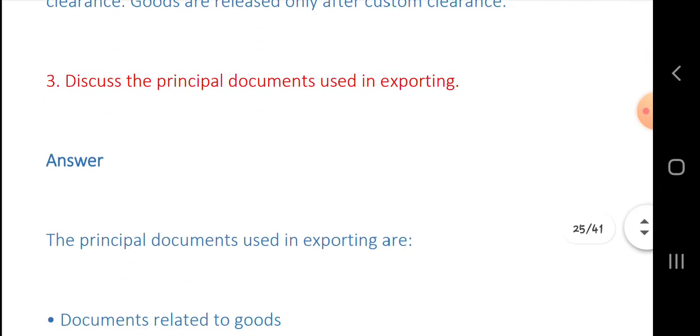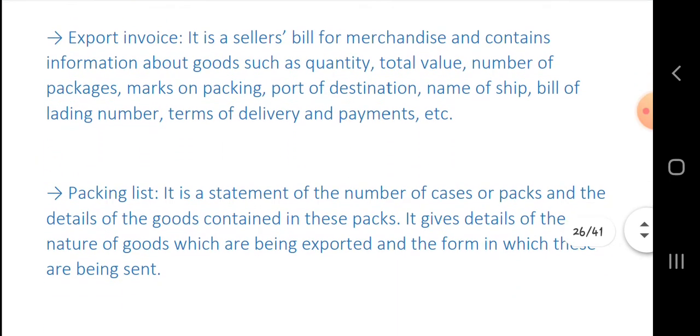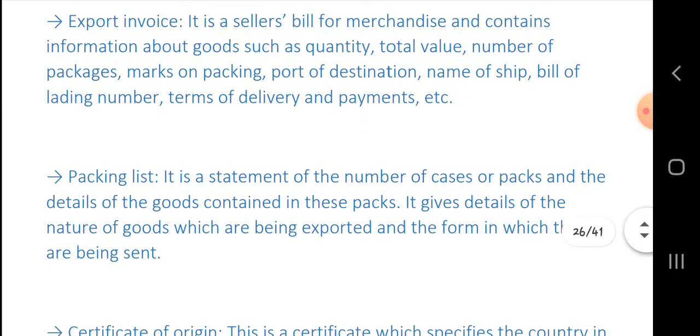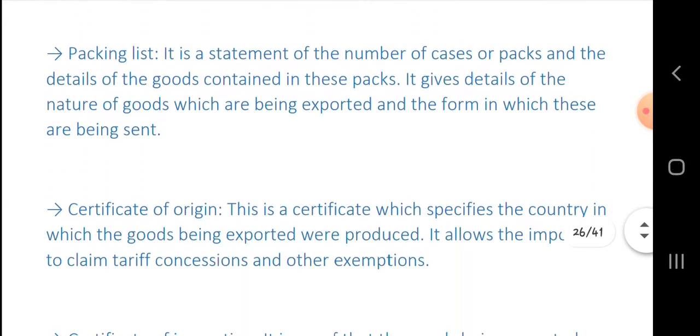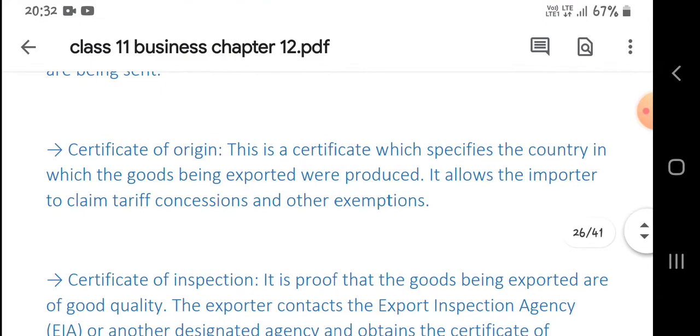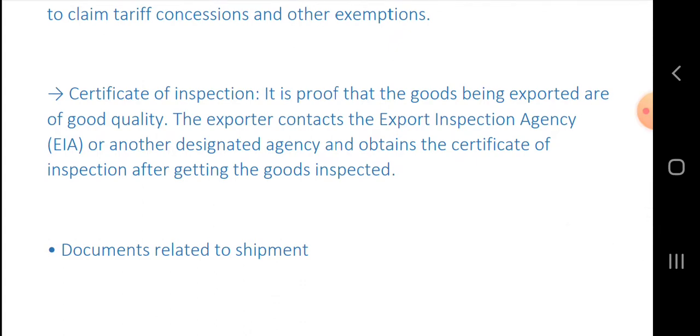So let us know about the principal documents used in exporting. First, documents related to goods. Export invoice, which is the seller's bill for merchandise, and packing list, which is a statement of the number of cases or packs and their details. And certificate of origin, which specifies the country in which the goods being exported were produced. And certificate of inspection, which is the proof that the goods being exported are of good quality.